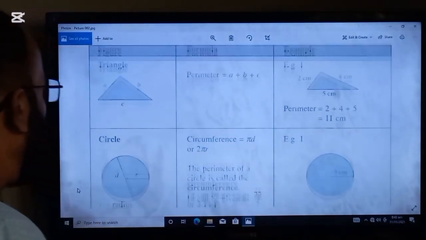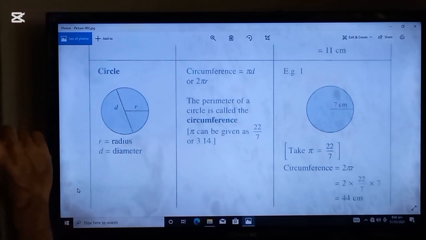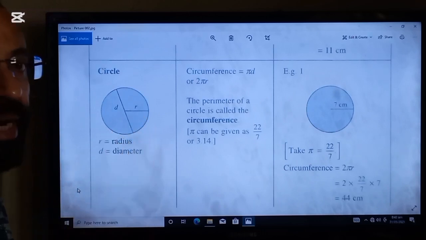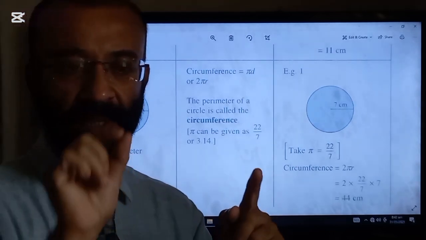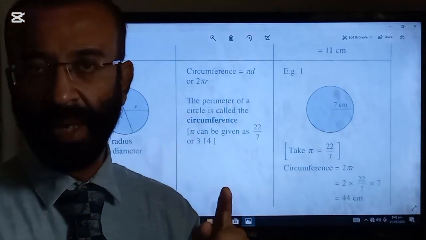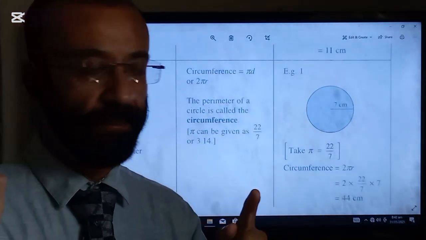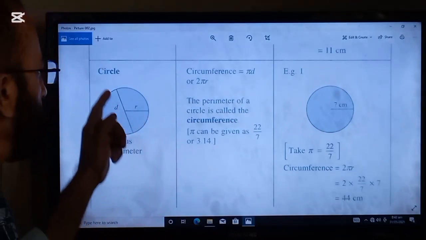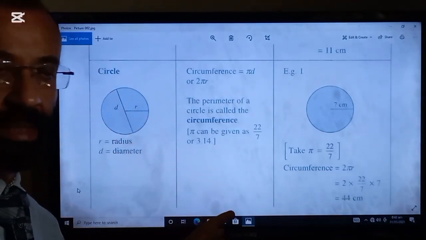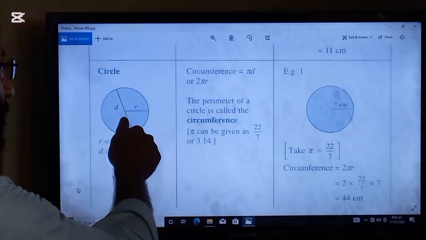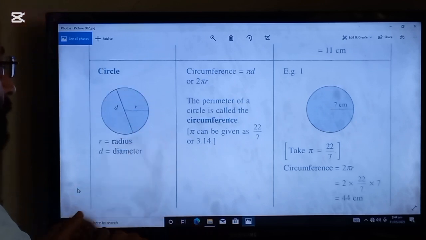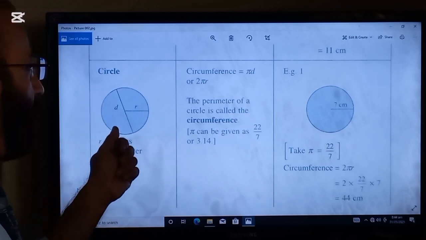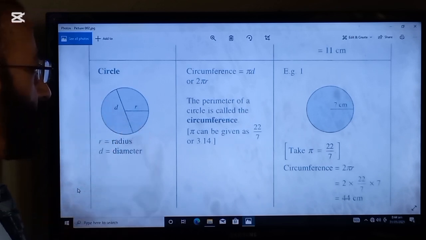Next figure is a circle. Suppose this is the radius of the circle. Radius is the distance from the origin to any one point of the circumference, and diameter is a line that passes through the origin and touches any 2 points of the circumference. For example, this is the radius and this is the diameter. Remember one more important thing, diameter is always twice the radius.